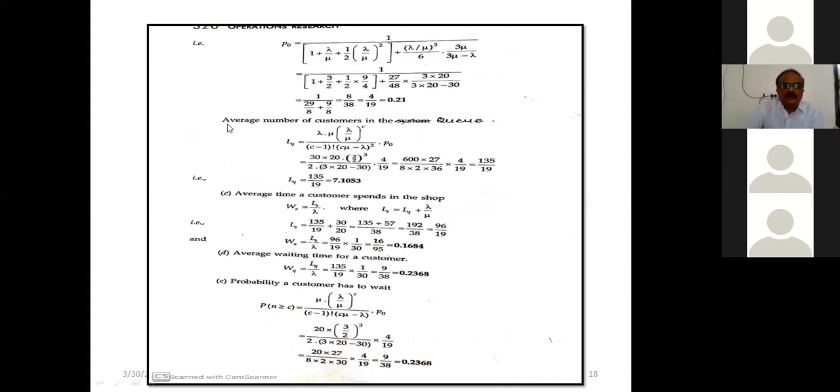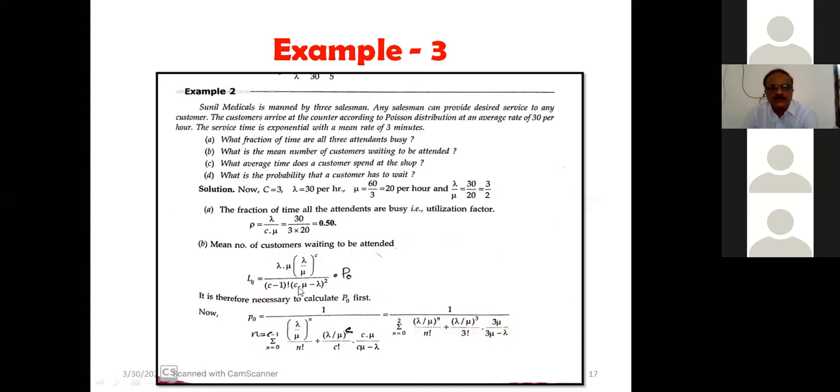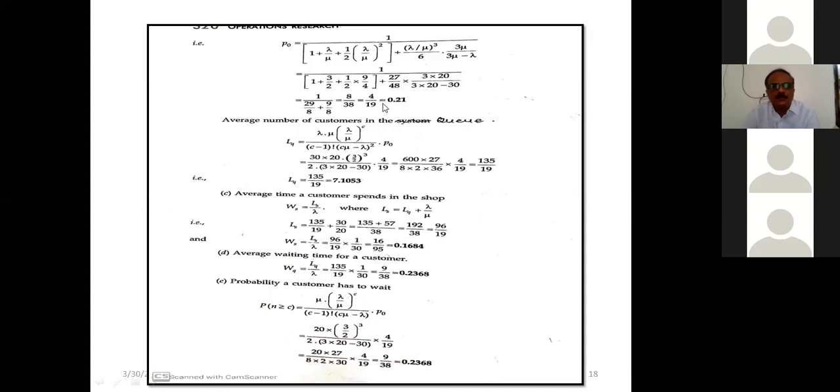Then after that, we will find out the average number of customers in the queue. To find the average number of customers in the queue, we have already discussed the formula. That was this, multiplied by P0. So once you get the value of P0, which is 0.21 here, you will substitute the values of lambda, mu, and C in this equation. Multiplied by P0 means 4 by 19, which will give you the value of LQ. That is the average number of customers in the queue, that is 7.1053.